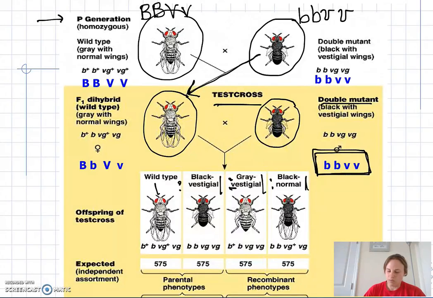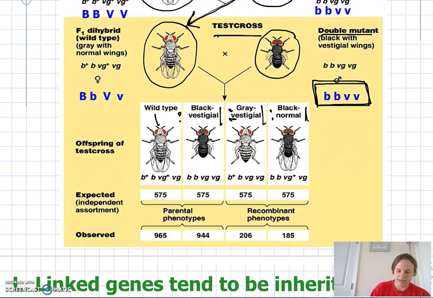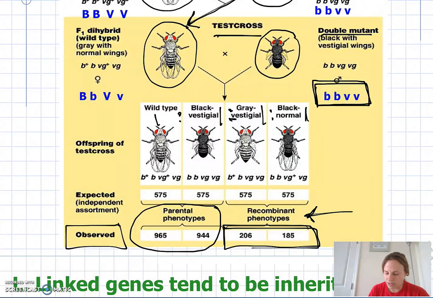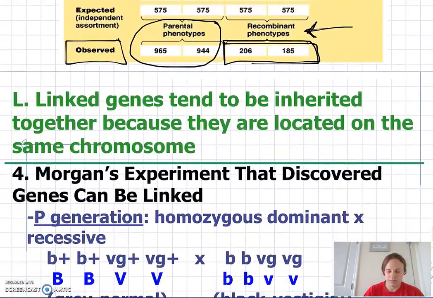But what Morgan observed instead, so here's what he actually observed. He observed a large number of the parental phenotypes, but he also observed a small number of what we call these recombinant phenotypes, where the offspring were mutant for one trait and then wild type for the other trait. So let's take a look in words at what Morgan did.